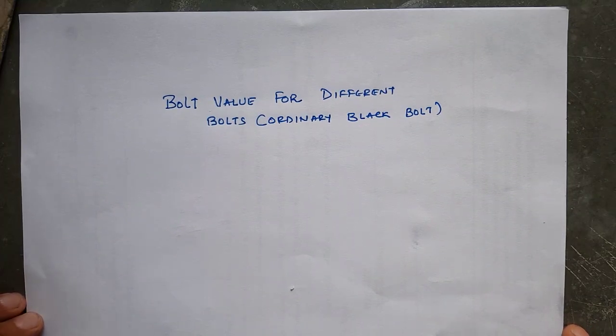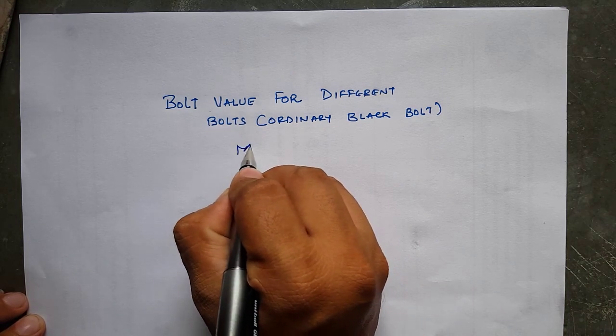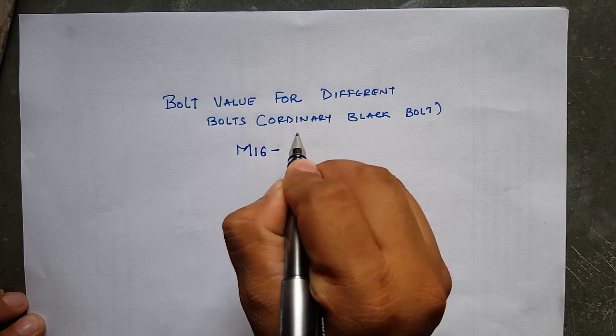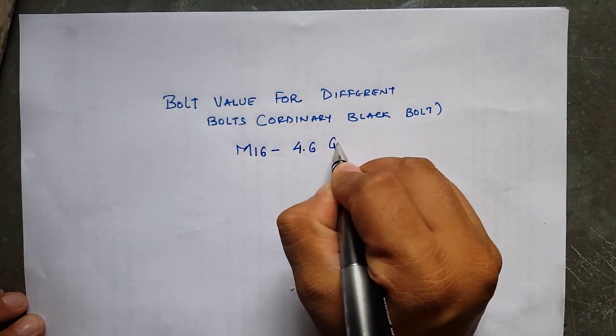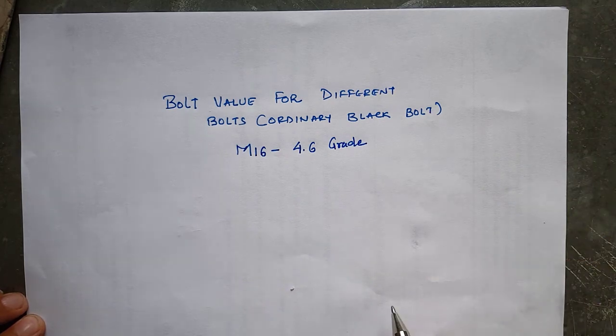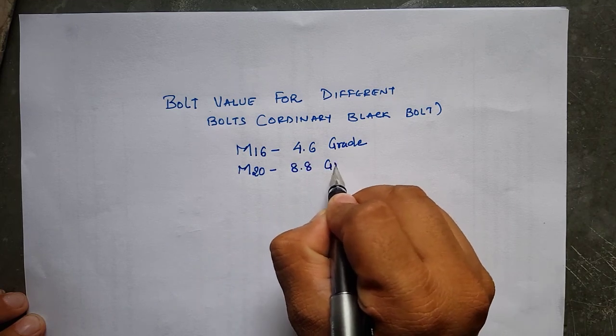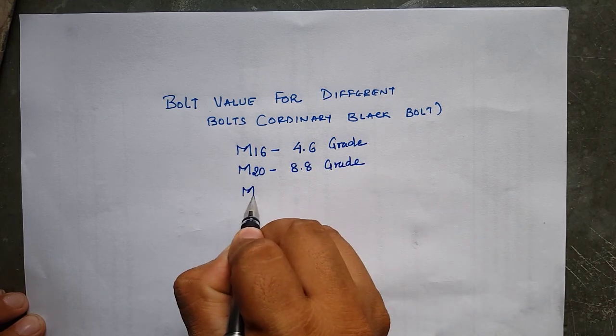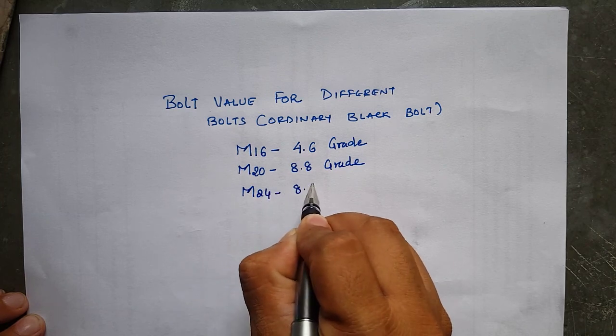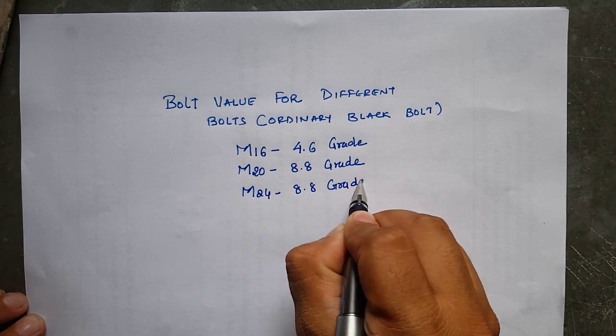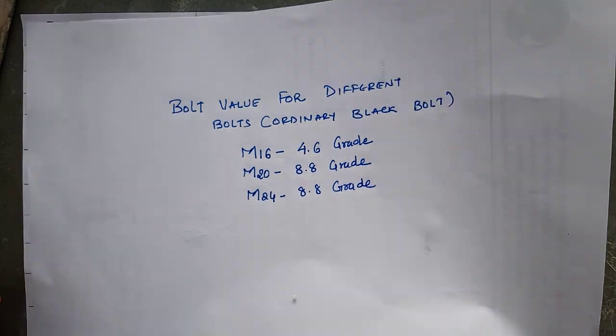Myself Ethan Kenny, and today we are going to learn about bolt value for different ordinary black bolts. Today we are going to calculate bolt value for M16 4.6 grade bolt. M20 4.6 was already explained in a past example, so we will take M20 8.8 grade bolt as well as M24 8.8 grade bolts. So you can calculate any bolt. Let's start with the calculation.